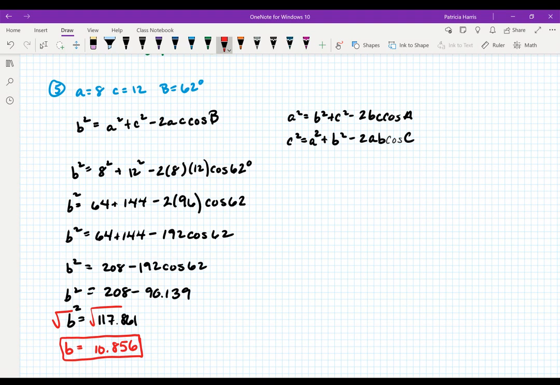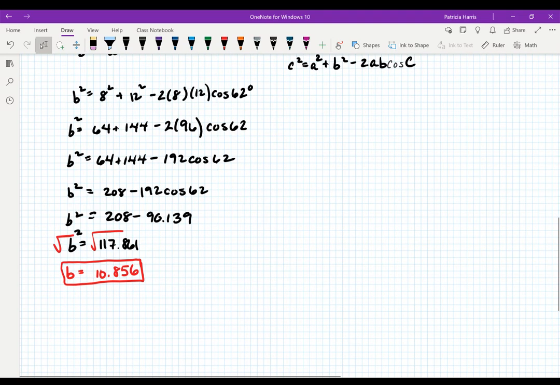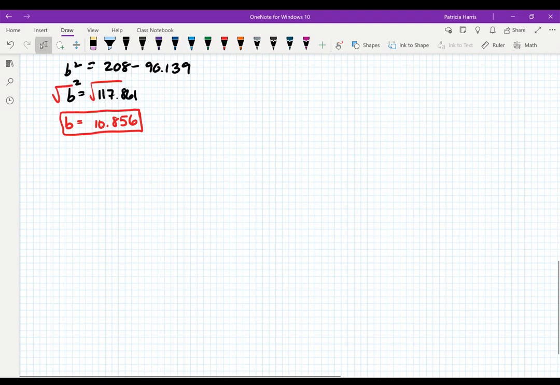Okay, so the next question, number 6, is also law of cosines, but it's the situation where you have the three sides. There are a couple of different ways you can handle this. Given the information about the triangles below, find the measure of angle A. Since I want angle A, I'm going to use this form.